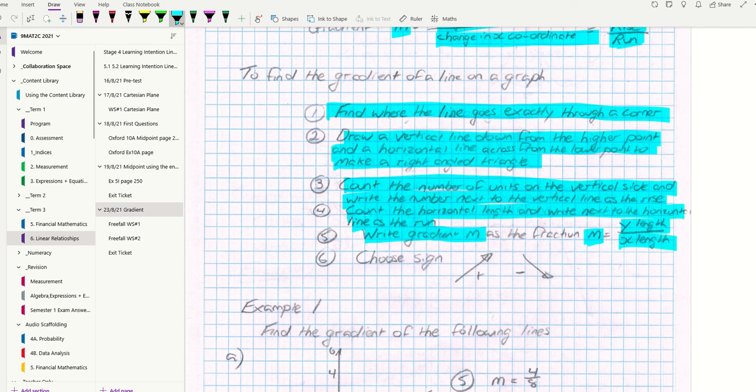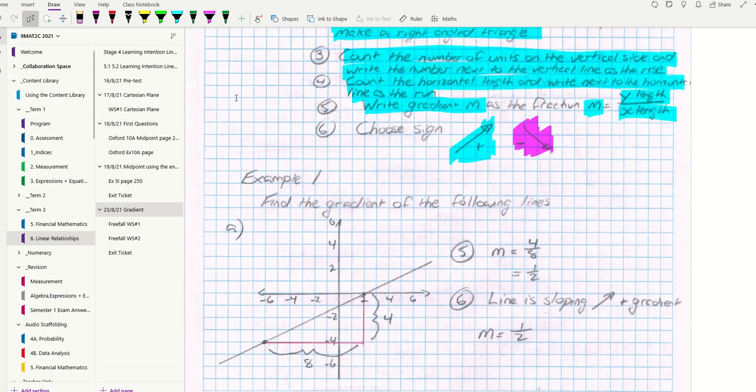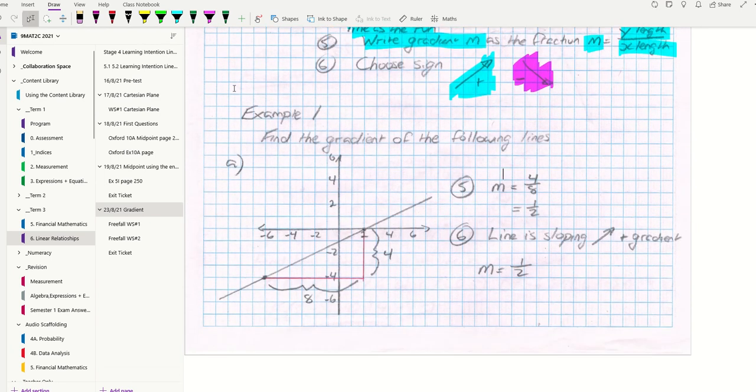And then the last thing we're going to do is have a look at it. If it's going this way, if it's going up, it's going to be positive, and if it is going the other way, if it is sloping this way, it's going to be negative. And so we're going to throw that sign in front of our fraction right at the end to get our gradient right. So let's have a look at our first example.